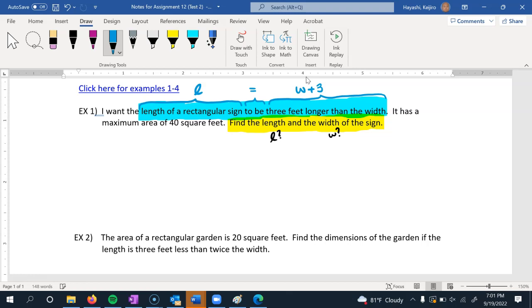You see 3 feet longer than, I would recommend thinking of it as there's going to be a plus 3 at the end of something else. There's something that you're comparing it to, and it's 3 feet longer than it, so it's that thing plus 3. Okay, but we have our first equation. L equals W plus 3.